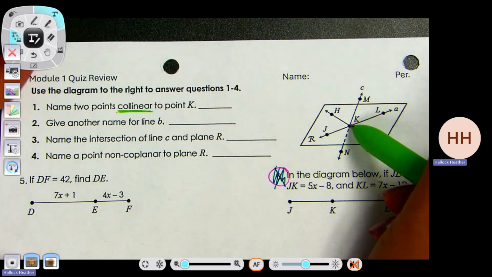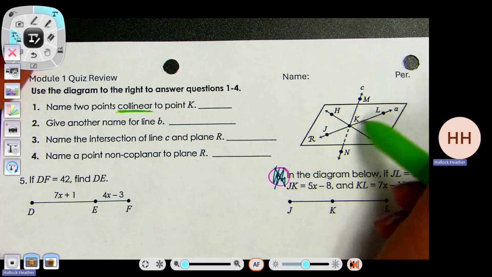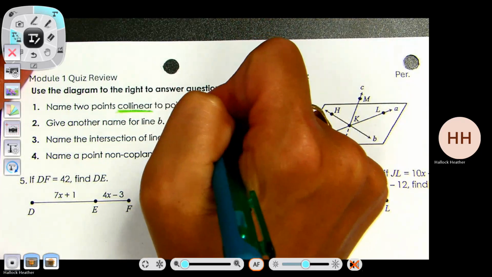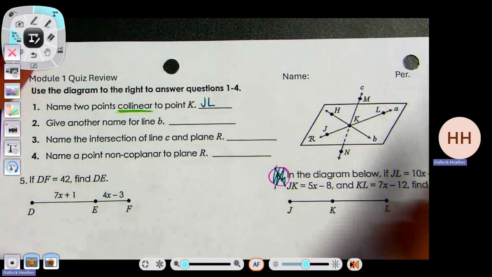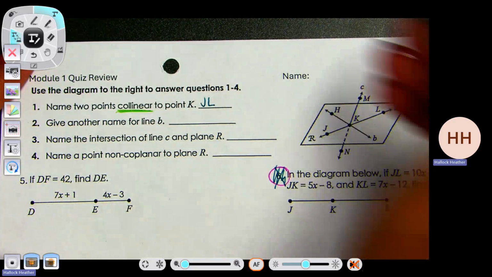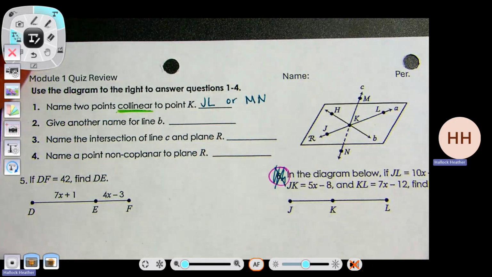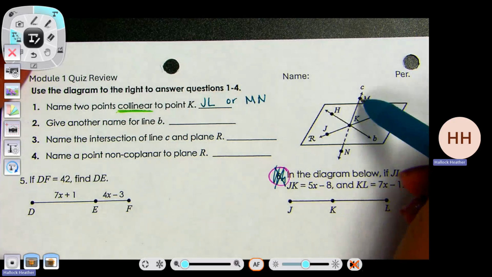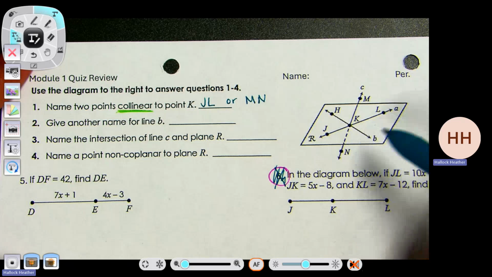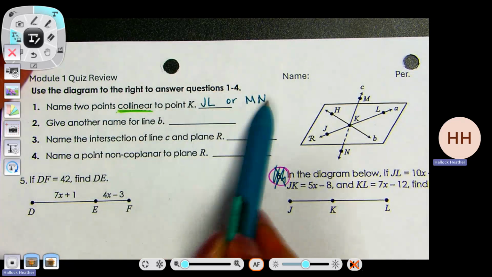So point K is here. You could look at this line, which is J and L. Or you can look this way and say M and N. Those are also on the same line. You could also technically do a combination of these. You could do H and M because they both fall on the same line as K. K is going through a bunch of different ways. But those are the main ones that I think people are going to say. That's why it's going to be multiple choice, because there's too many possible answers.